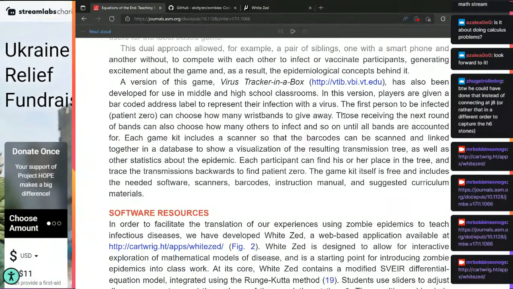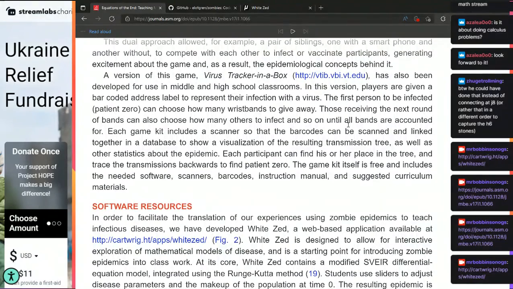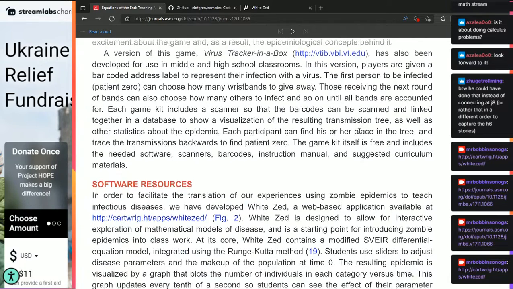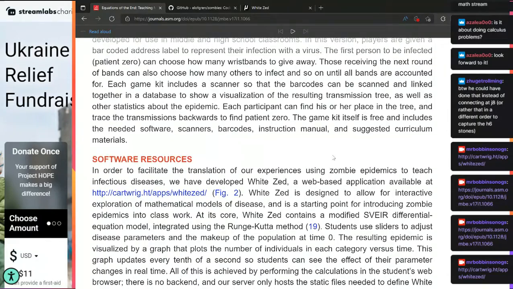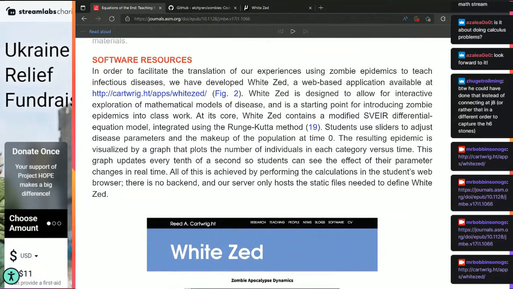A version of this game has also been developed for use in middle school and high school classrooms. In this version, players are given a barcode address label to represent their infections with the virus. The first person to be infected, patient 0, can also choose how many others to infect and so on until all bands are accounted for. Each game kit includes a scanner so that the barcodes can be scanned and linked together in a database to show a visualization of the resulting transmission tree, as well as other statistics about the epidemic. Each participant can find his or her place in the tree and trace the transmissions back to find patient 0. The game kit itself is free and includes the needed software scanners, barcodes, and instruction manuals, and suggested curricular materials.